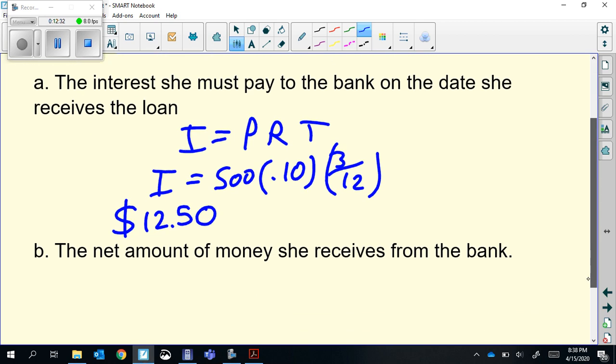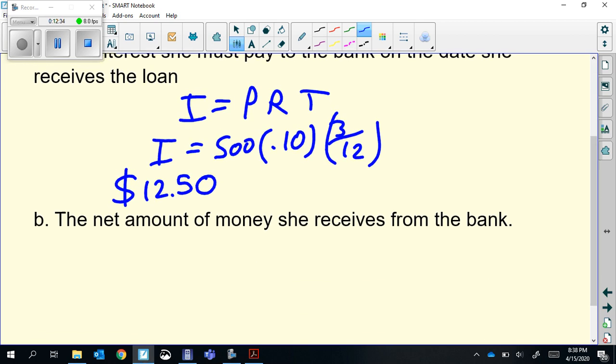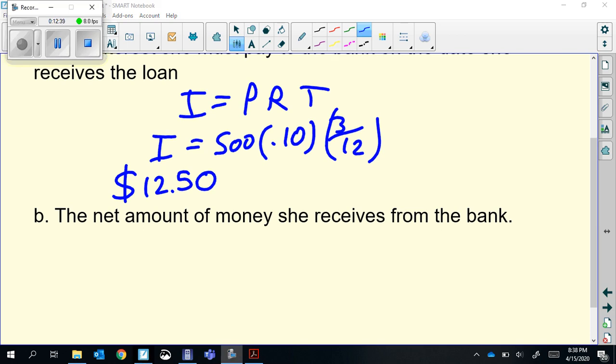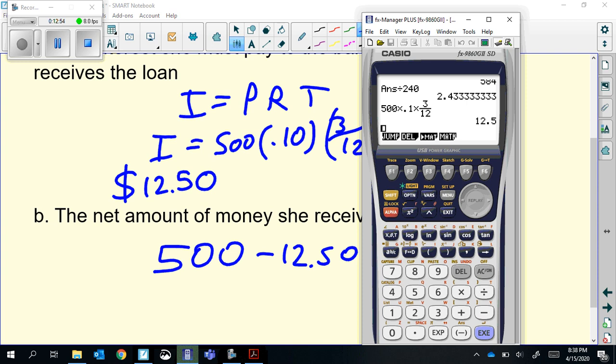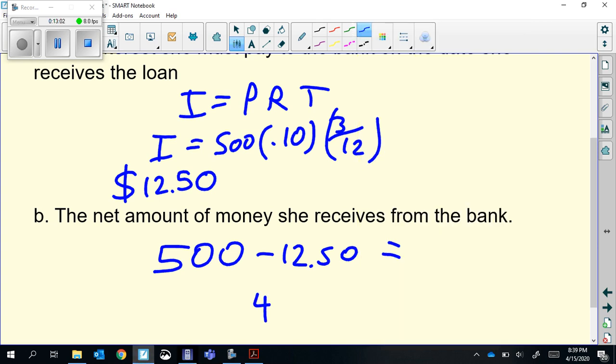So the net amount of money she receives from the bank: instead of getting the $500, she's getting the 500 minus the $12.50. It's $487.50.